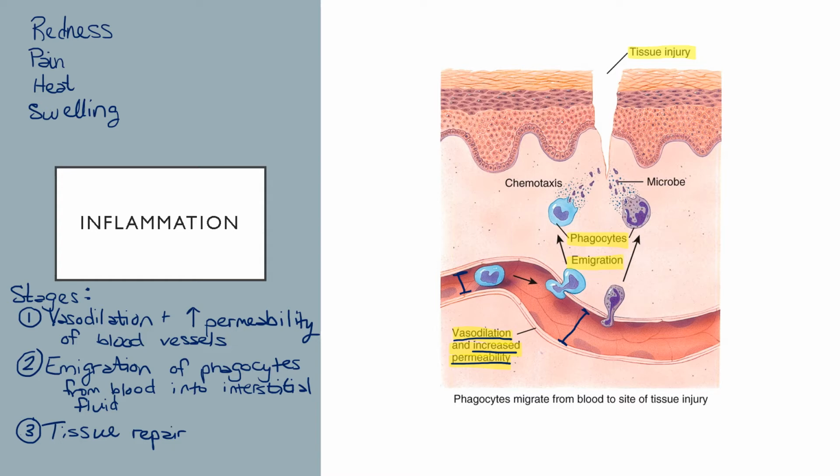So this increased permeability is really going to allow for defensive proteins like antibodies and clotting factors to enter the injured area from blood. So we're going to have outflow here of not only these phagocytes, but also things like antibodies and clotting factors to leave the blood here. But this increased blood flow will also help to remove microbial toxins and dead cells from the area too.